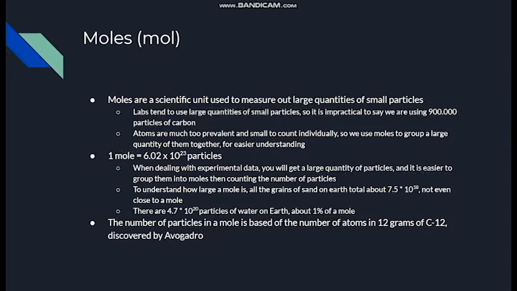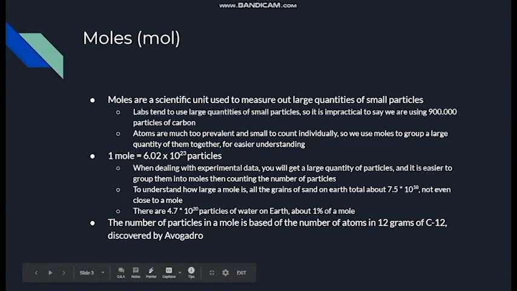But just referring to each particle individually is very impractical because there's such a large amount of particles being used. And because atoms are much too prevalent and small to count individually, we're going to be using moles to group a large quantity of them together to understand what's happening a lot easier. So, a mole is 6.02 times 10 to the 23rd particles. When dealing with experimental data, we're going to get a large quantity of particles, and it's much easier to group them into moles than it is counting individual particles.